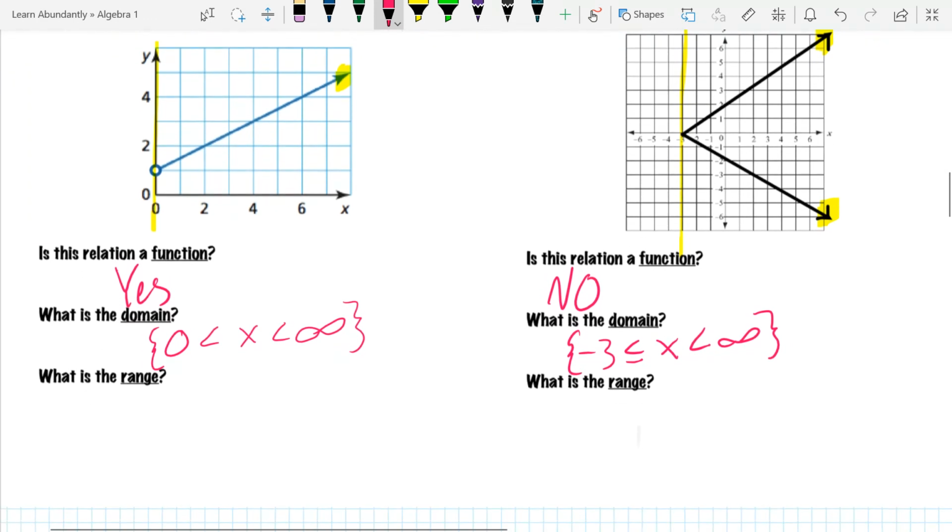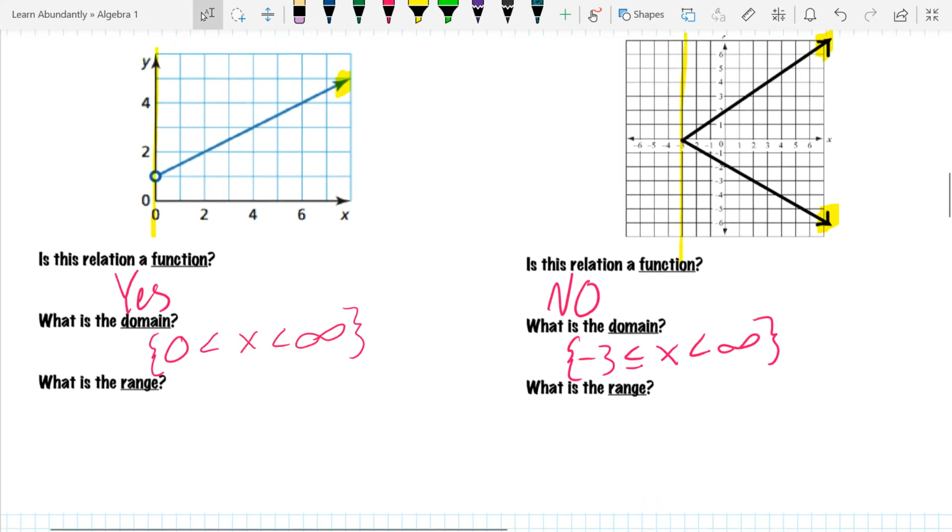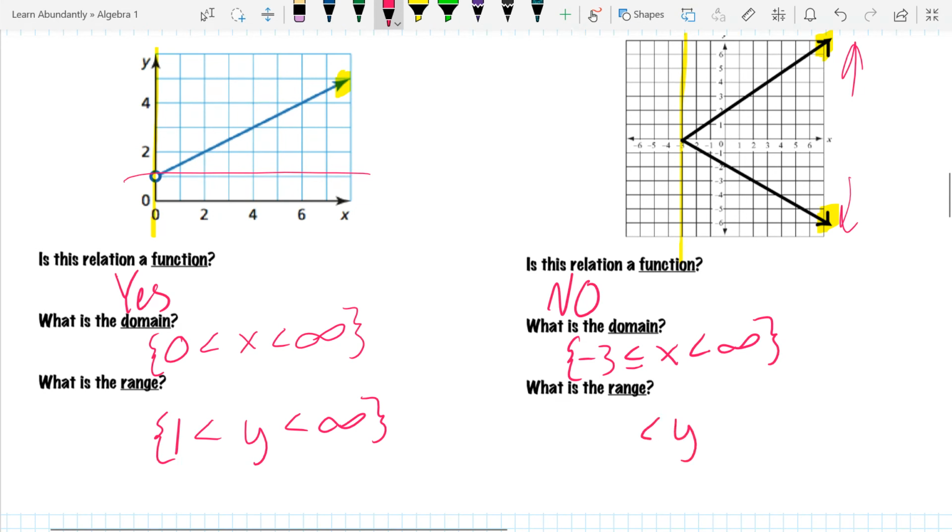For the range of these, the one on the left, we have a minimum at 1, but it goes up forever. So there's actually no maximum. And the one on the right actually goes up forever, and it goes down forever. So the range is from -infinity to +infinity. All right, and that's that.